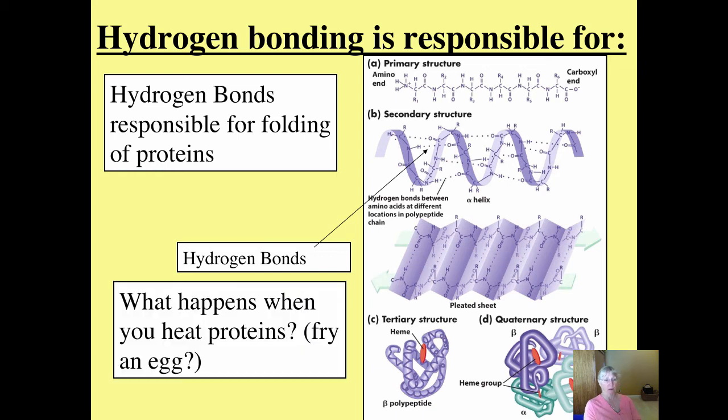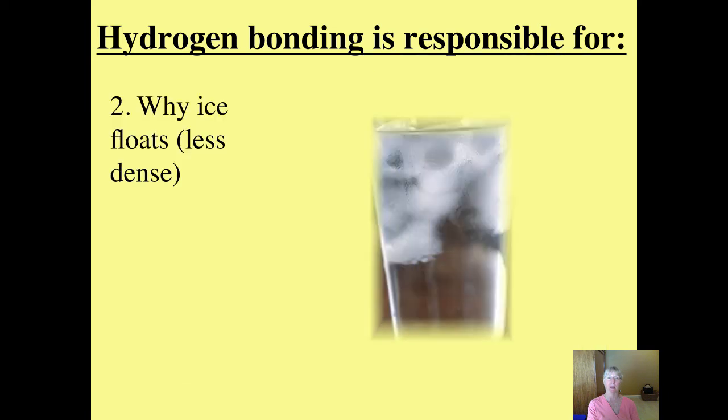When you denature a protein, that's like when you cook an egg, when you're frying an egg, you're breaking the hydrogen bonds. And you can see the change in the shape when an egg goes from a clear egg white to a white egg white after you've cooked it, fried it, and broken or denatured those hydrogen bonds.